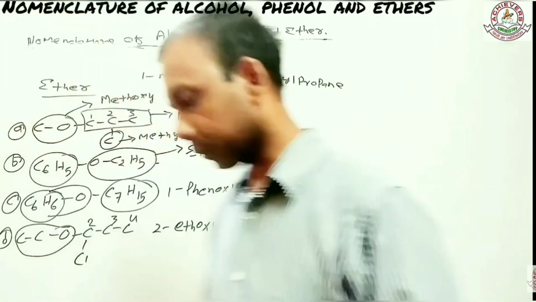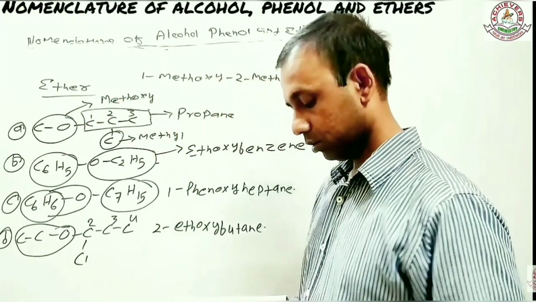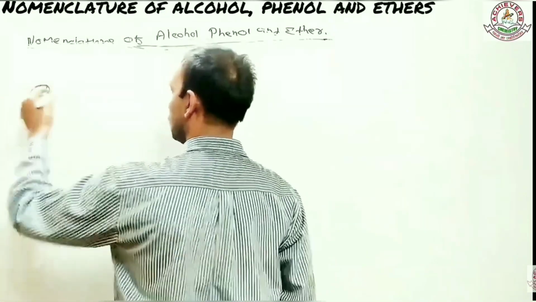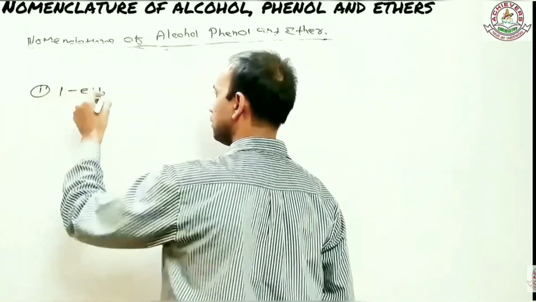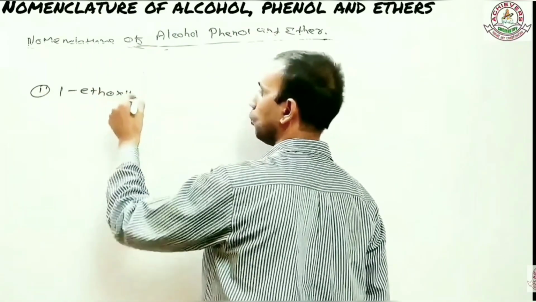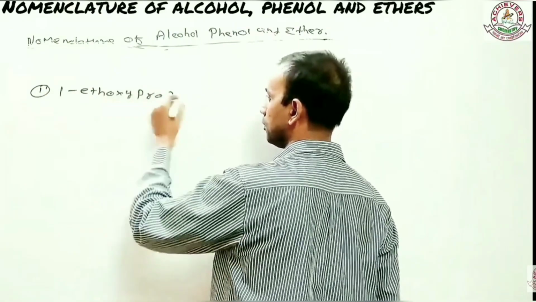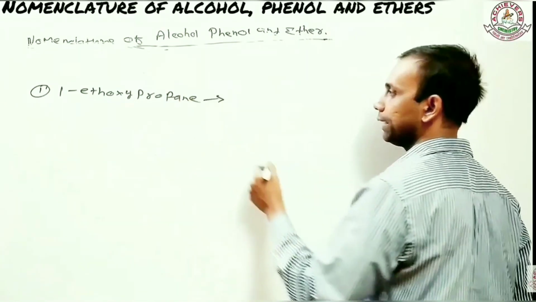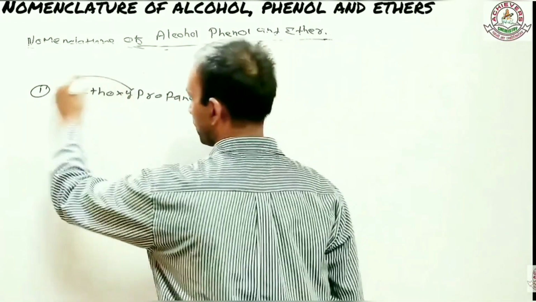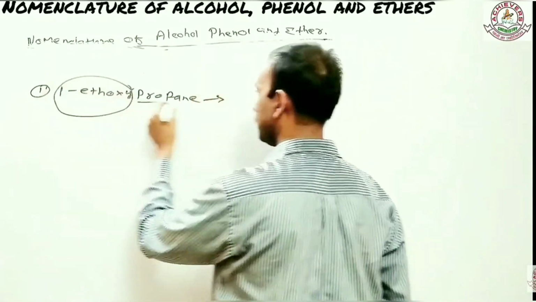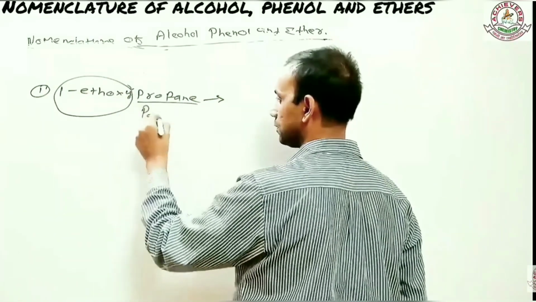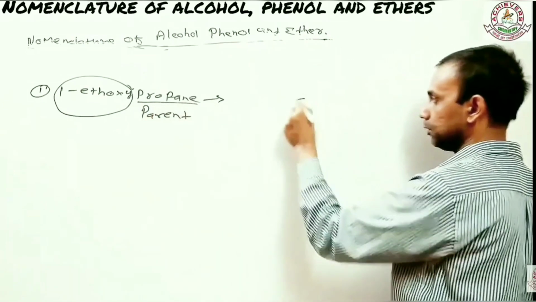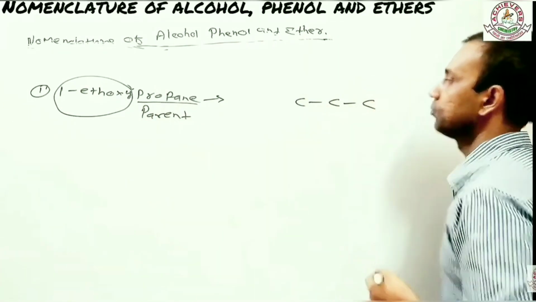I'm taking a couple of examples also. If you have the name 1 ethoxy propane, now you have to write the structure. First thing, you have ethoxy on the first carbon. So propane is the parent chain. This is your parent chain. A parent chain of propane means there will be 3 carbon. So 1, 2, 3, right?